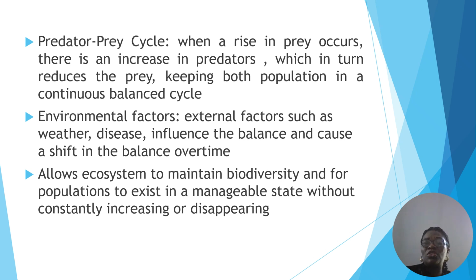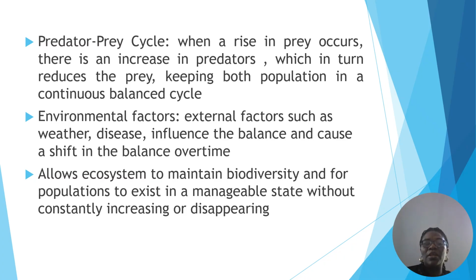So the population, both populations now keep at a constant balanced cycle. Then we have environmental factors, external factors such as weather, disease, and some other examples that influence the balance and cause a shift in the balance over time. You know, we could have environmental factors having influence on the population, but in spite of this, we could have a situation where it may affect populations that have been balanced over time.